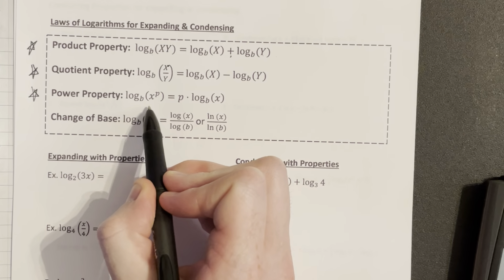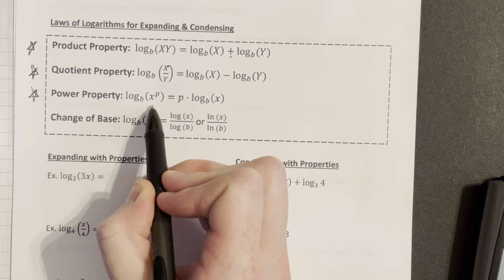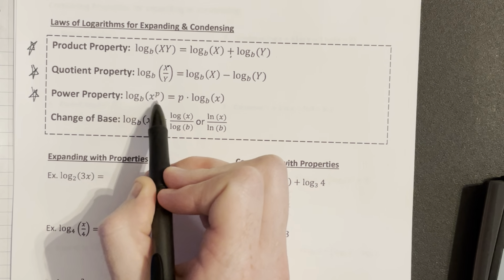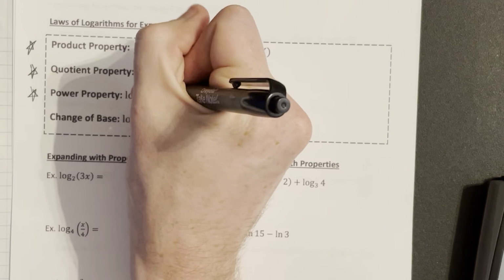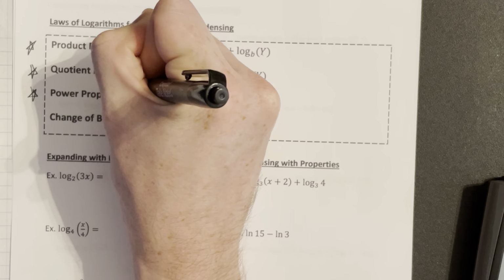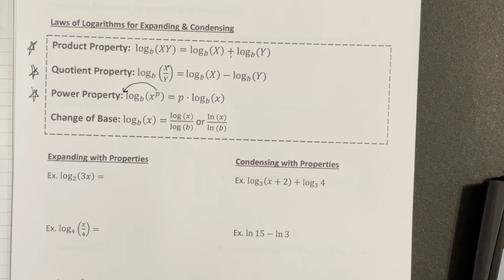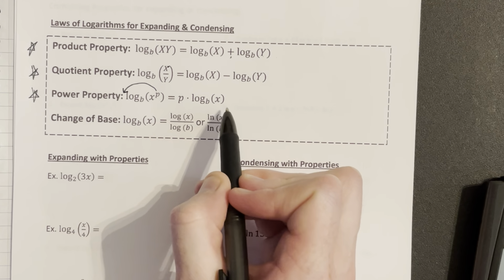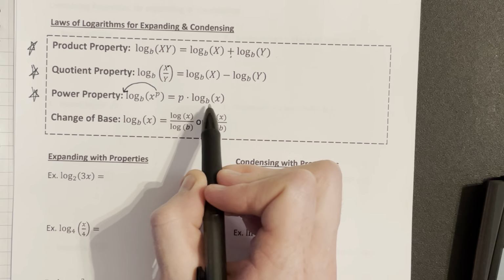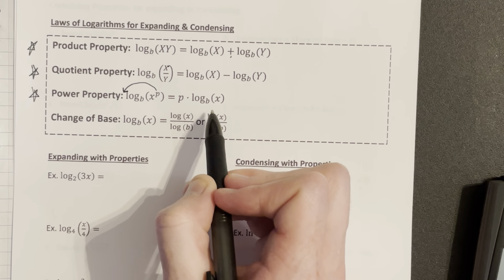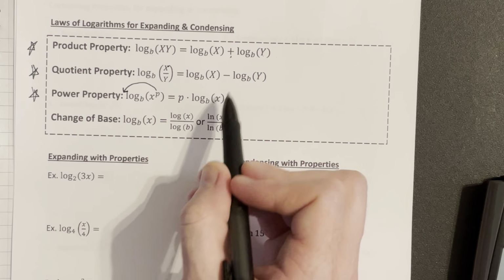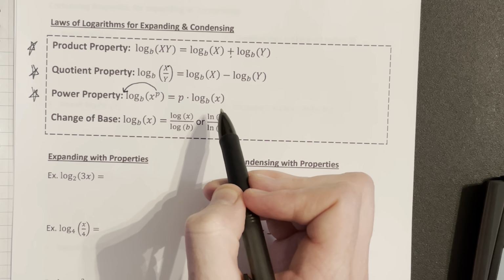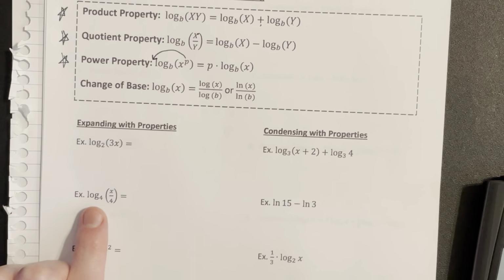The last one's our power property. So if I have a power of p in this case, what happens is I can bring it down in front of the log, and it's saying p times log base b of x. You have that many of those. And those 3 we're going to use to help expand. So let's look at expanding first.